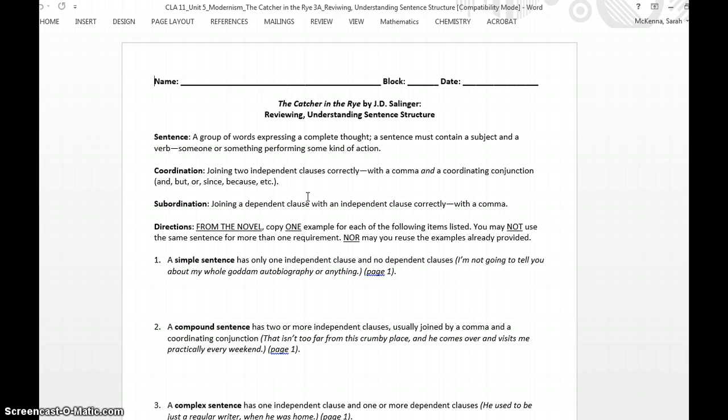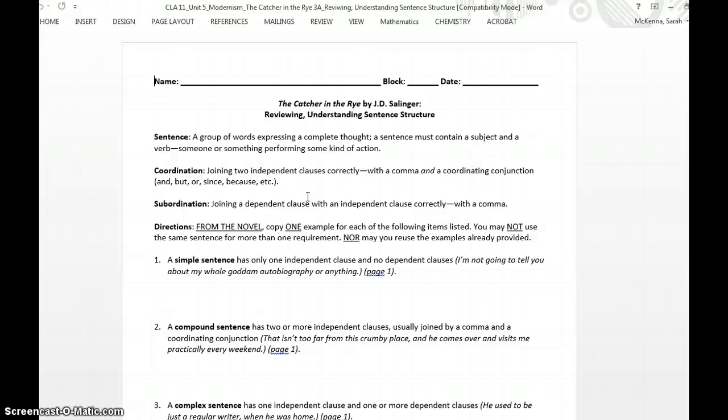So from the novel, your goal is to find and copy down one example for each of the following items listed. I've given you an example for each of the items that, of course, you cannot use, and you may not use the same sentence for more than one of the examples. So you need 4 different sentences, each one of them meeting the necessary aspects of that type of sentence, and no, you may not use the examples I provided.